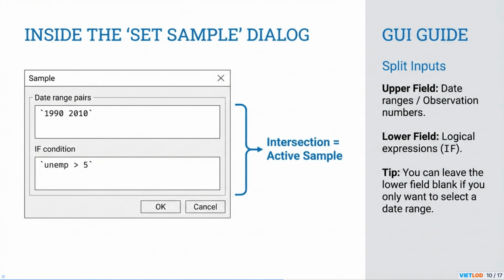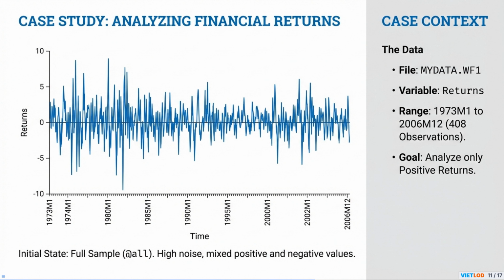The Set Sample dialog box, accessed through the GUI, is split into two main fields, reflecting the intersection rule we discussed. The upper field is for date range pairs. Here you enter your start and end dates, or observation numbers. The lower field is for the if condition. This is where you type your logical expressions, like unemp greater than 5. You can leave this field blank if you only want to filter by date.